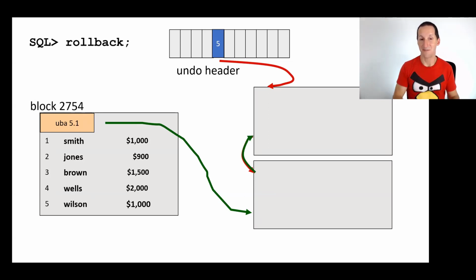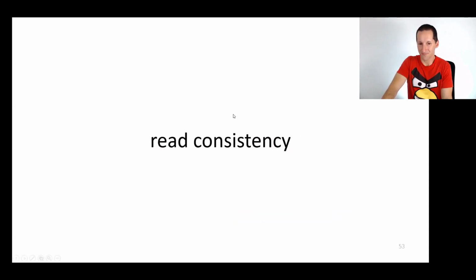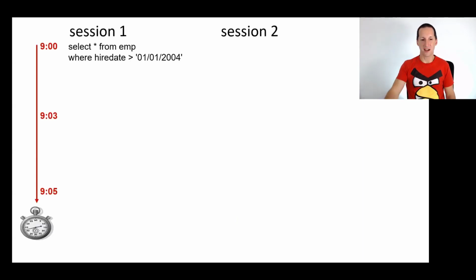So that's a vast simplification of how undo works, but you get the idea. Store a set of instructions as to how to undo a transaction and apply them if someone asks you to do a rollback. Way back in Oracle 4, someone said, you know, this transaction rollback stuff's pretty cool, but we could probably use this for queries. And that's where the great thing about Oracle, read consistency, comes in: the ability to run a query at a given point in time.